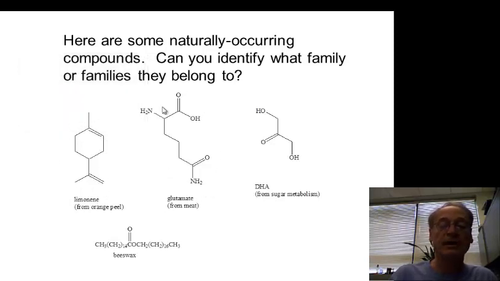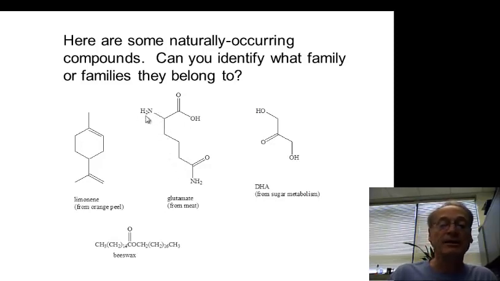What about this compound? Well, notice it has a double bond O, so does that make it an aldehyde, a ketone, an ester, an amide, or a carboxylic acid? And the answer is yes, but which one? Well, because it has an OH attached to the double bond O, that makes it a carboxylic acid. Okay, so this belongs to the family of carboxylic acids, but not ketones, aldehydes, alcohols, or anything else.